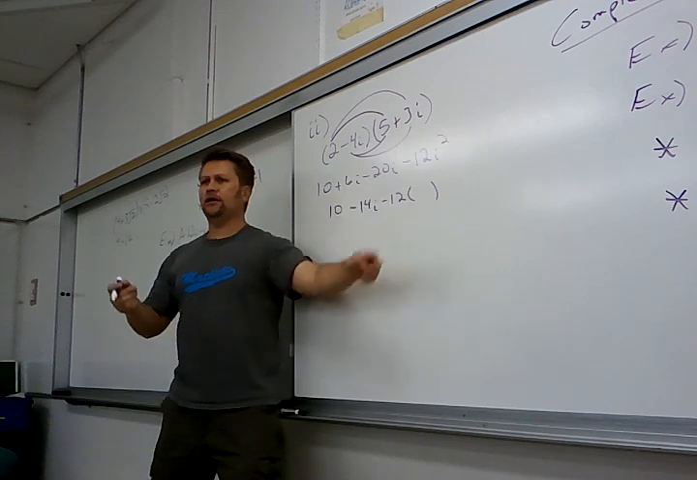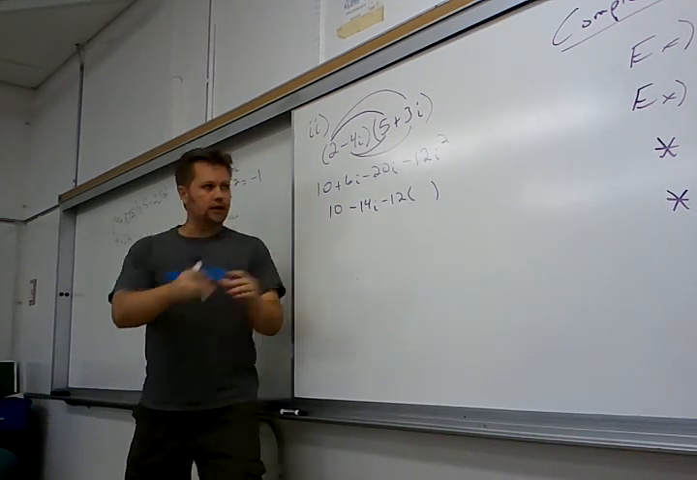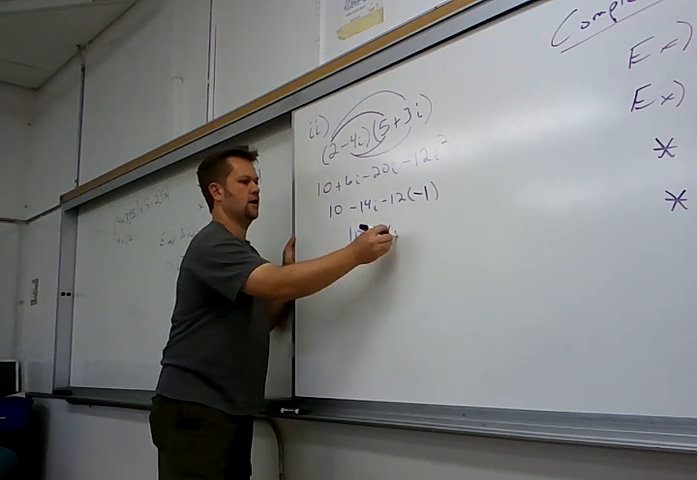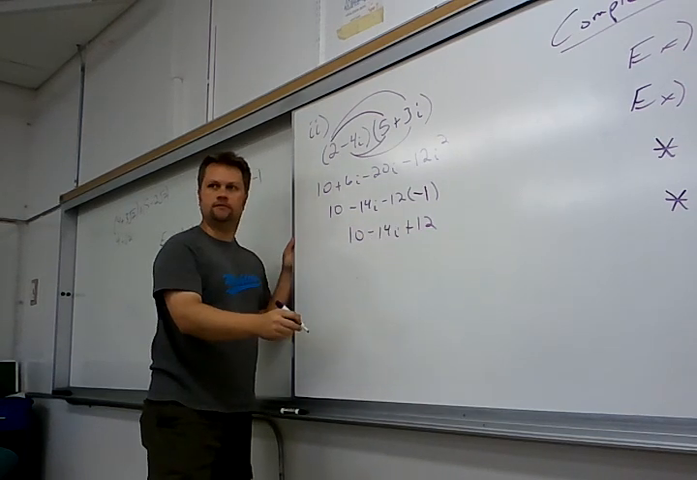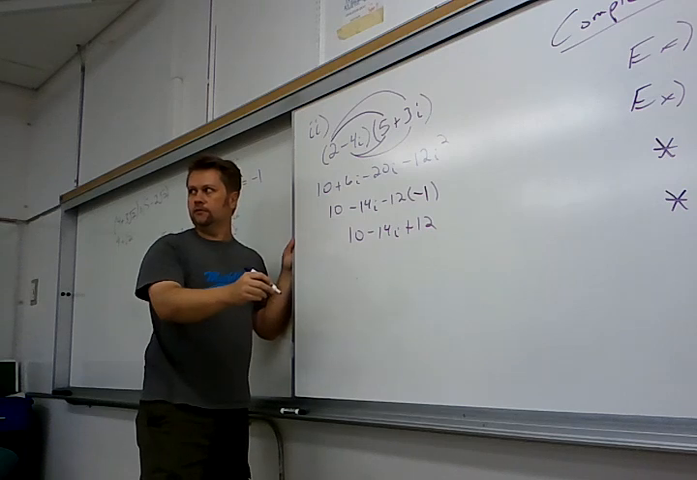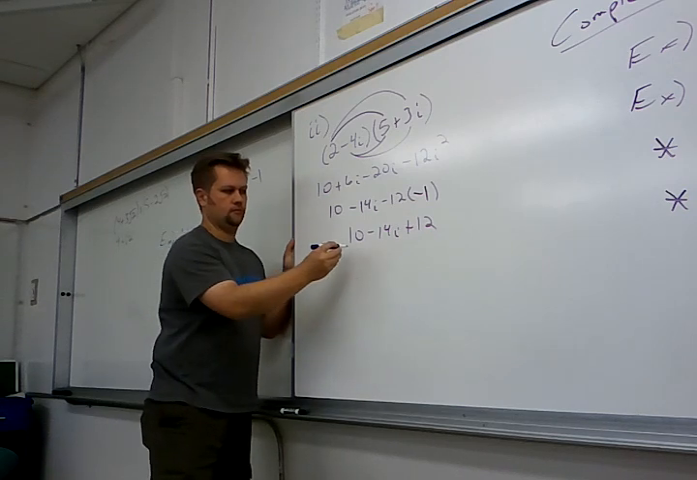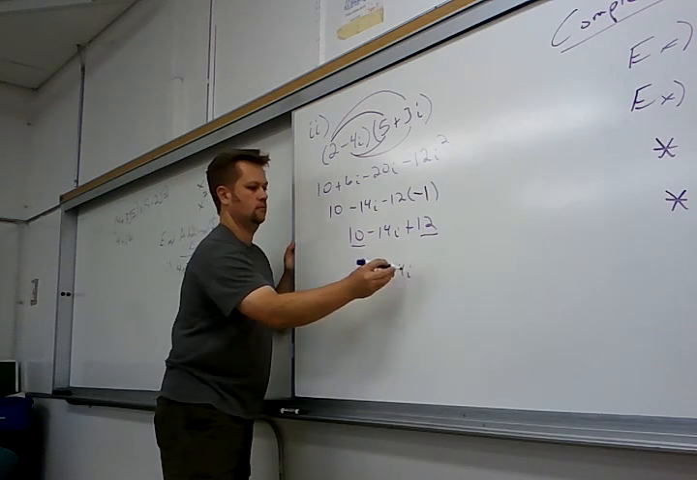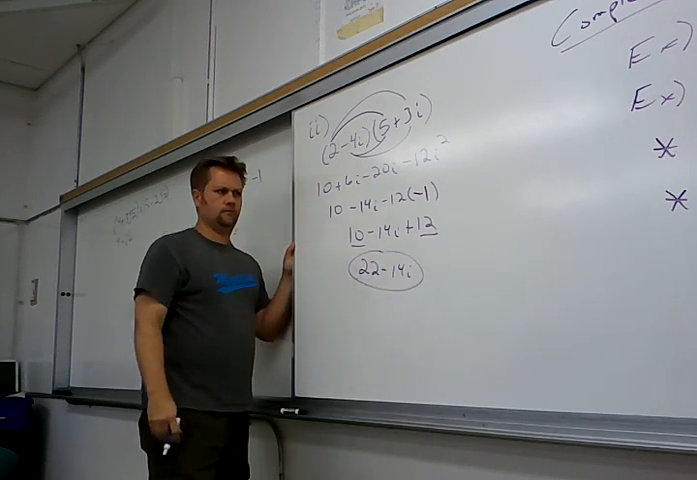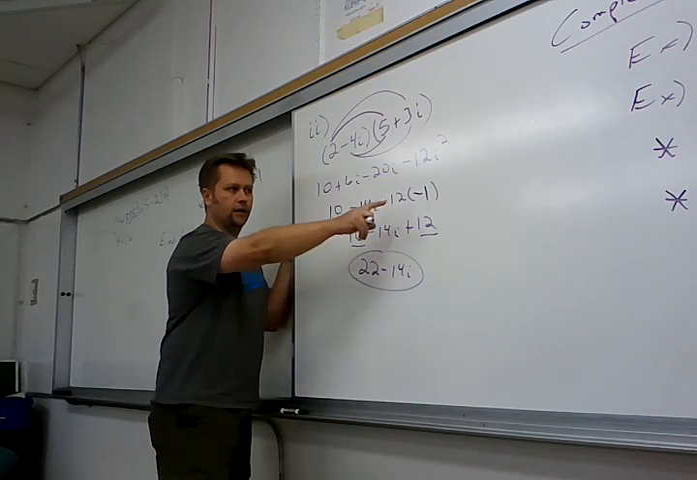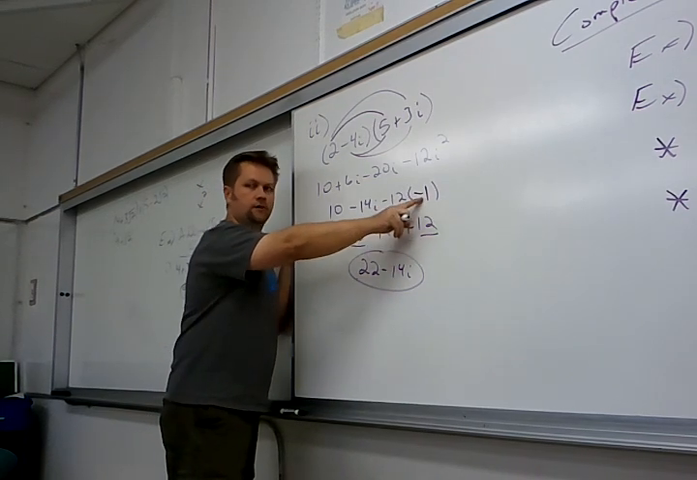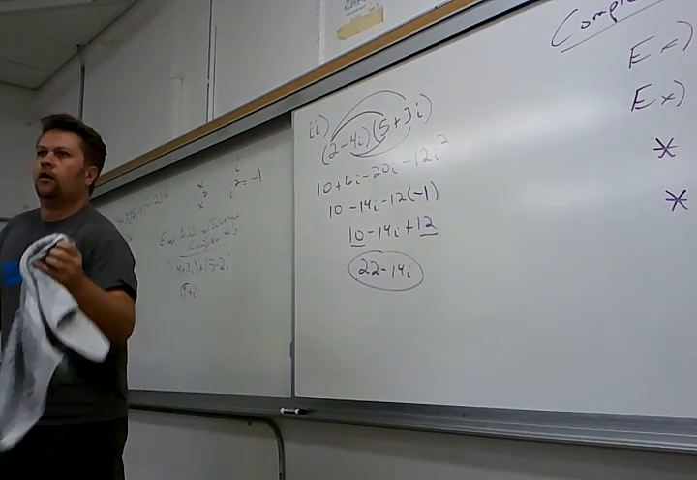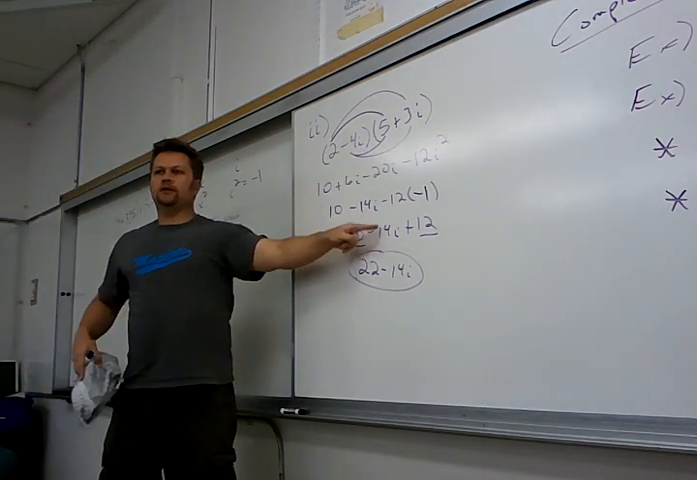If it were 12x squared, I wouldn't know what that is. But i squared is -1, so it's positive 12 then. So I get 10 minus 14i plus 12, which is 22 minus 14i. And again, what's -12 times -1? Positive 12. That's how complex numbers work.